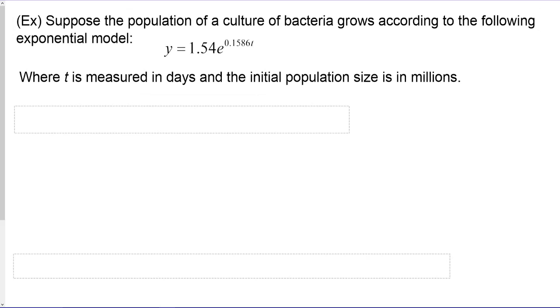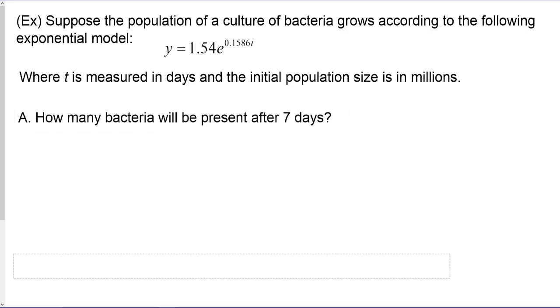Now, as an example problem, let's suppose the population of a culture of bacteria grows according to the following exponential model. y equals 1.54 e to the 0.1586 times t, where t is measured in days and the initial population size is in millions. How many bacteria will be present after 7 days? Well, the number of bacteria present will be the new population after 7 days. So y represents the new population size, t is going to be 7 days. So y of 7 is the population after 7 days.